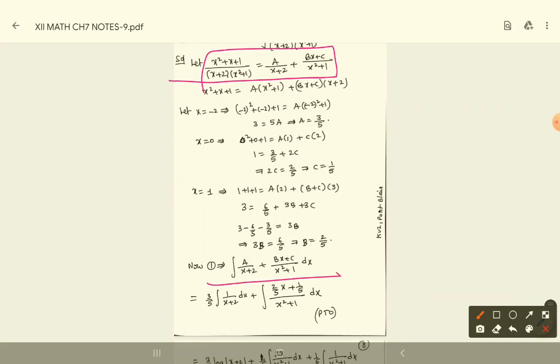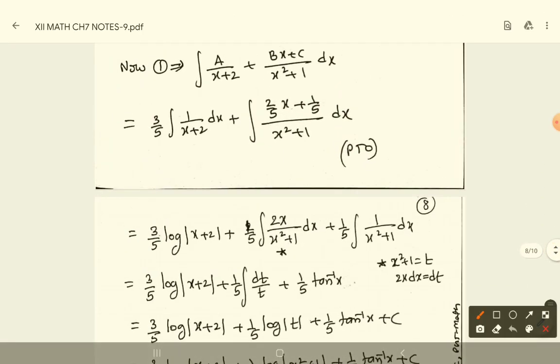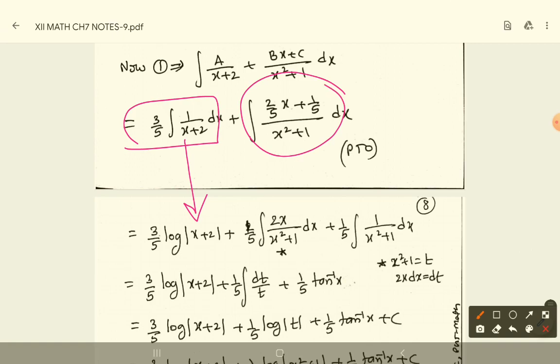It is integration of a by x plus 2 plus bx plus c by x square plus 1. So 3 by 5 into x plus 2 plus 2 by 5 x plus 1 by 5 by x square plus 1 into dx. Then what should be done? How to integrate? Now we use special integrals concept. This one easily gives logarithm, log mod x plus 2. And for this one, splitting the fraction, 2 by 5 into 2x by x square plus 1. Cleverly we wrote 2x here.